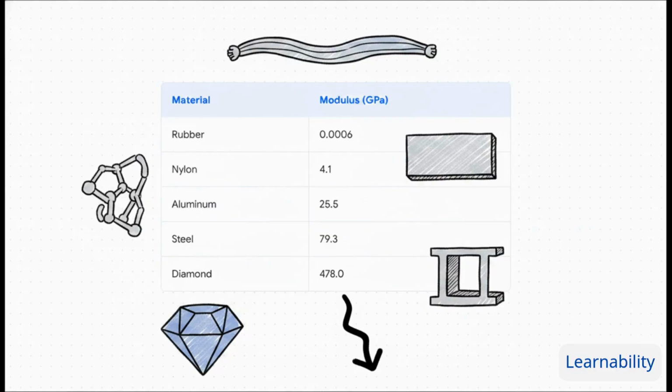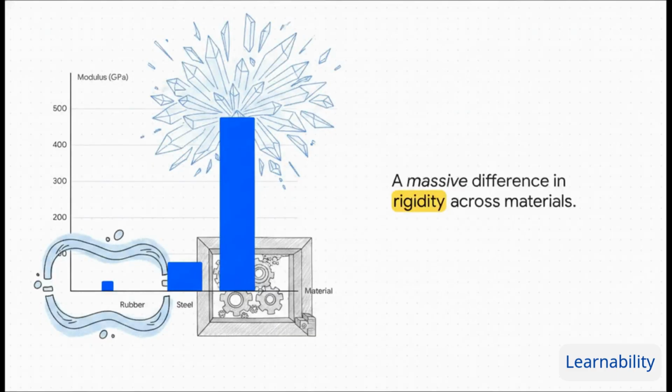Down at the bottom of our list, representing the softest, most flexible materials, we have rubber, sitting at a tiny 0.0006 gigapascals. It practically begs to change shape under pressure. Moving up, we see synthetic polymers like nylon at 4.1. Then we hit the basic metals, where aluminum sits at an intermediate 25.5. But as we get into transition metals and heavy-duty alloys, the resistance to motion just spikes. Steel stands incredibly strong at 79.3 gigapascals. And finally, standing entirely in a league of its own at the very top is diamond, with a staggering 478.0 gigapascals. And this brilliantly illustrates just how massive the differences are.